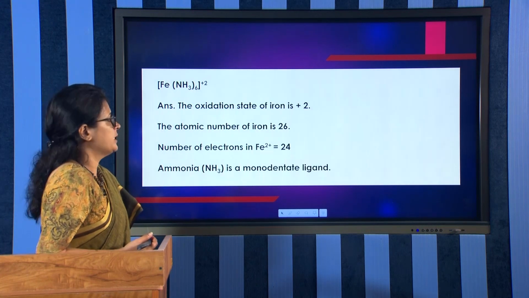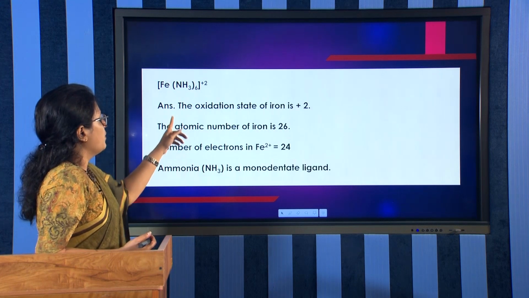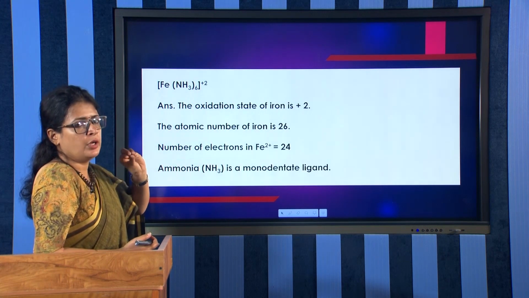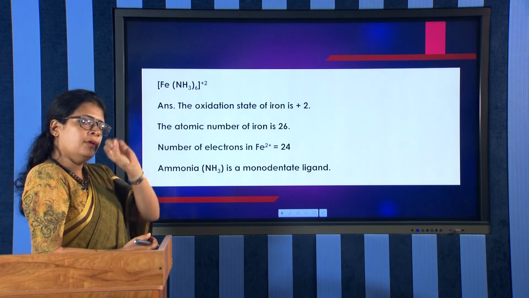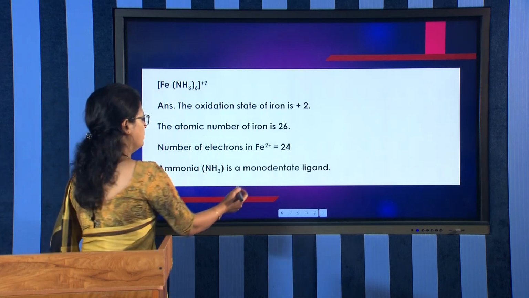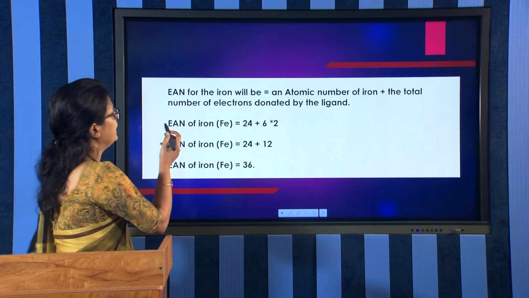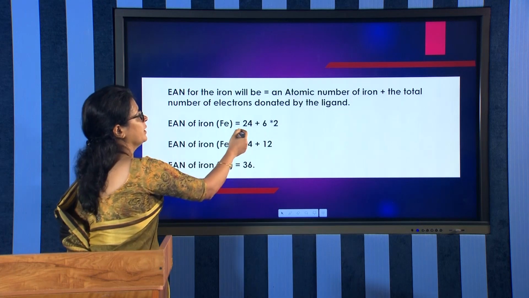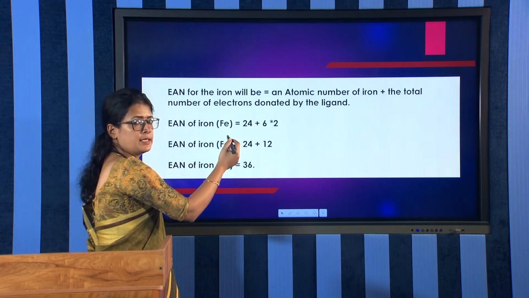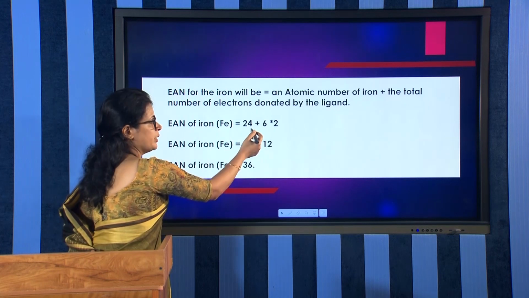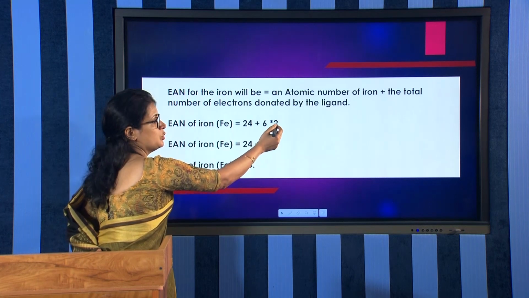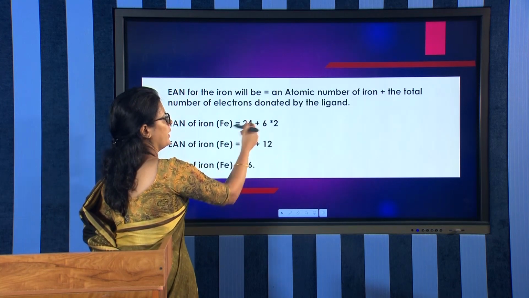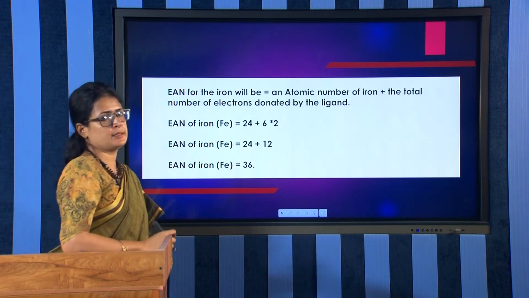So from 26, 2 electrons are gone, and now it is 24. And how many ammonia molecules are there? 6 ammonia molecules. The ammonia ligand is a monodentate ligand, and each will be donating 2 electrons. So, how can we calculate the EAN? You can sum this up. From the iron, Fe2+ it is 24, then 24 plus 6 into 2, since 6 ammonia molecules are there, so 12. 24 plus 12 is 36.